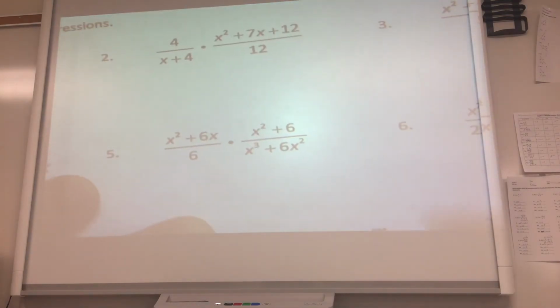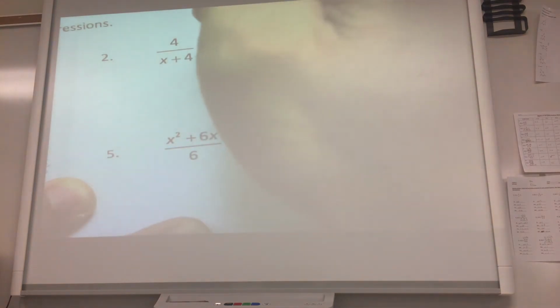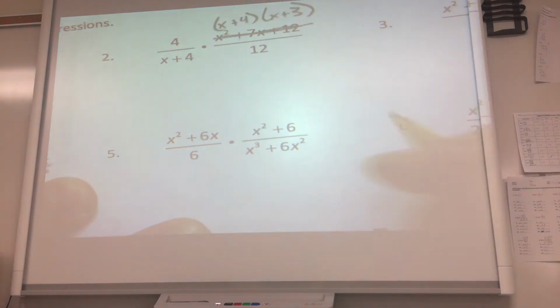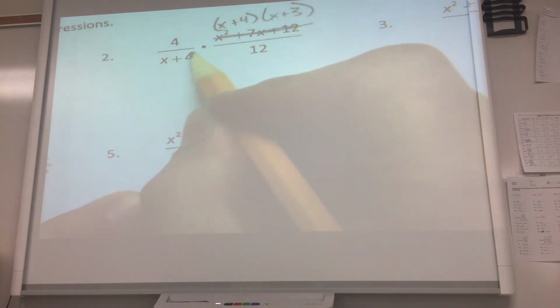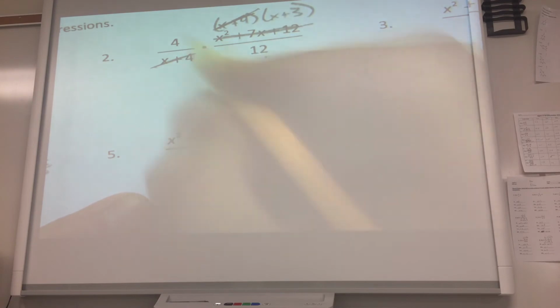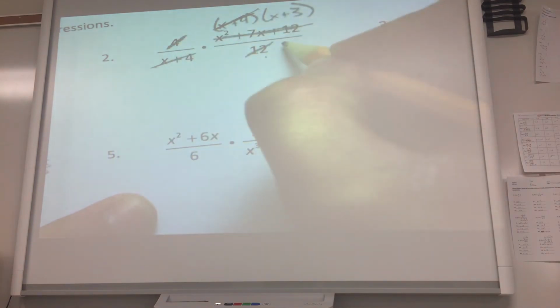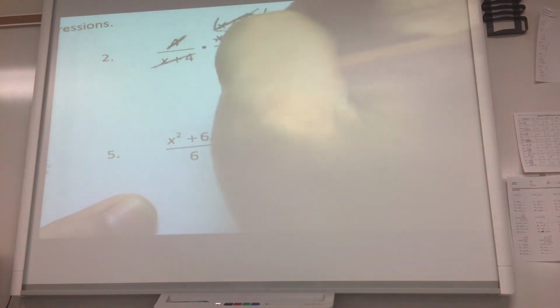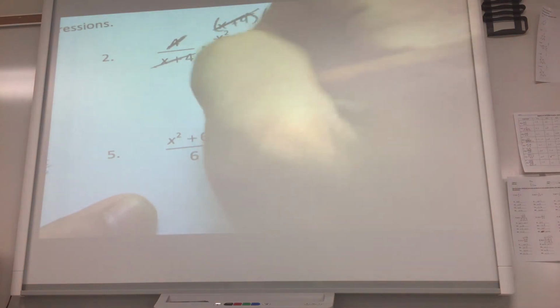Okay, this one. Factor everything. So x plus 4, x plus 3. Okay, so that's gone. We've got x plus 4, so it's multiplying straight across, so we're just simplifying now. X plus 4 cancels with x plus 4. 4 divided by 12 can be simplified to 1/3. So my final answer is going to be x plus 3 over 3.